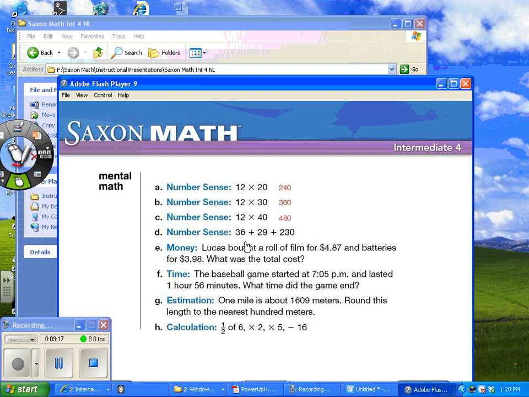Okay, let's look at 36, and let's pretend that this is plus 30. Okay, that would be 66. Take away 1, 65. Okay, 200, and then we had 65. Now add 30 more, 295.